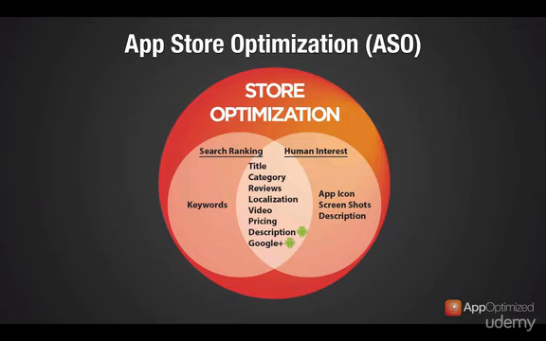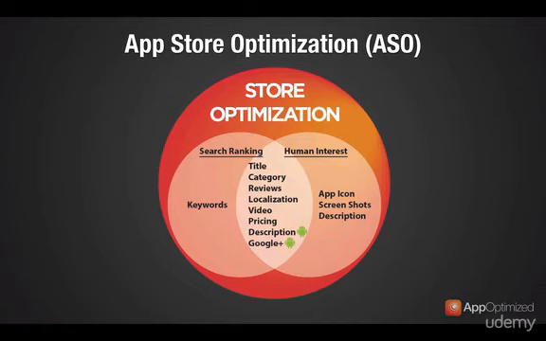For search ranking, there are keywords, which strictly influence search ranking. It has nothing to do with human interest. In fact, people don't see what keywords you've targeted, and that's specific to iOS. But we'll talk about how keywords are also important for Google Play, the Google Play Store.